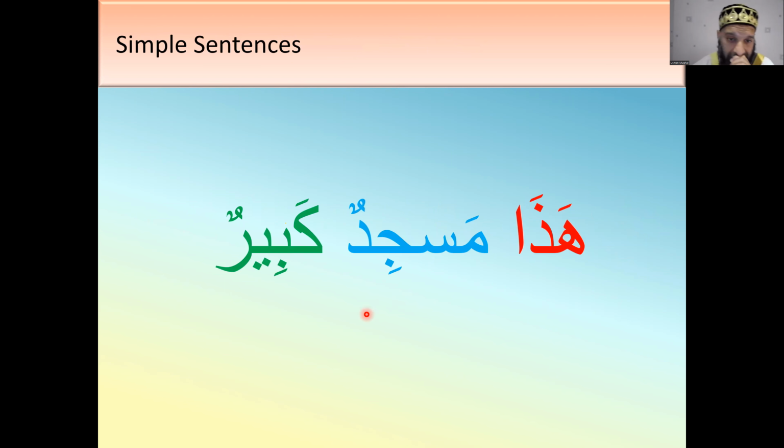And the last thing I want to teach today, inshallah, is a simple sentence. Hadha, we've done this. Masjidun, we all know what a masjid is. Kabirun is a new word. Kabirun. What does that sound like? Big. That's where we get the word Akbar. Allahu Akbar, Allah is the greatest. It comes from the same word. Kabura. So Kabirun means big.